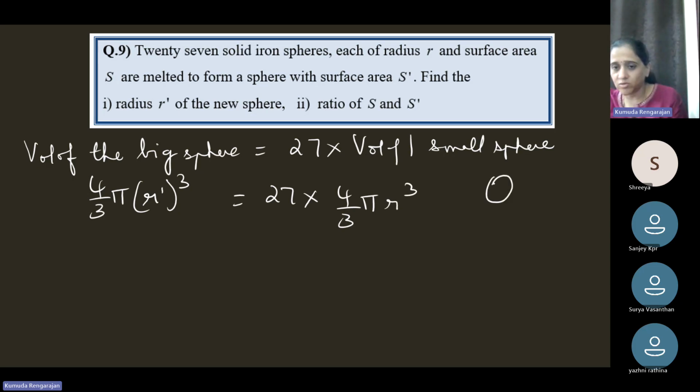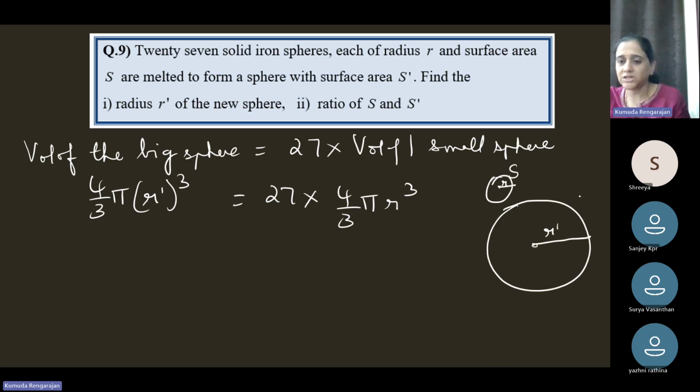In the rough column: small sphere, radius R, surface area S. Big sphere, radius R dash, surface area S dash. What is the radius of the big sphere? R dash. For the small sphere, R is given in the question. So 4 by 3 pi R dash cube is equal to 27 into 4 by 3 pi R cube.